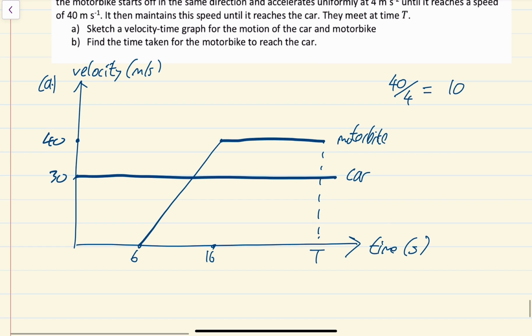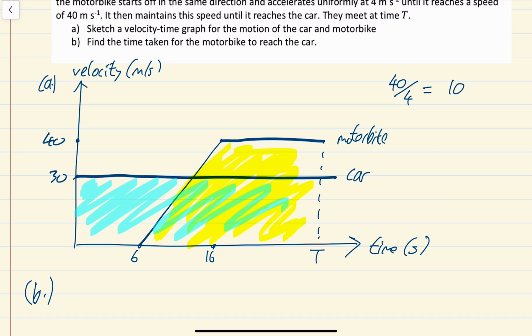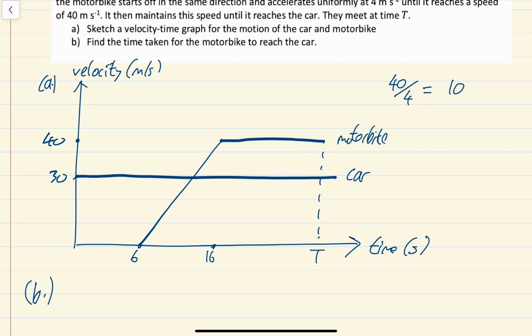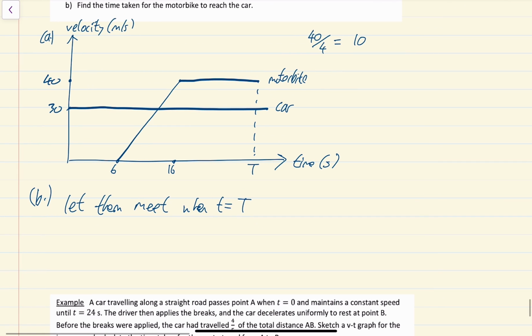Part B says find the time taken for the motorbike to reach the car. Now for the motorbike to reach the car, that means the distance travelled by the motorbike, which will be the area under this curve, on this diagram, I should say straight lines, is going to be equal to the area under this rectangle. Okay, so that's what we're going to have. So we're just going to say let them meet when small t equals big T, and then we're just going to set this up.